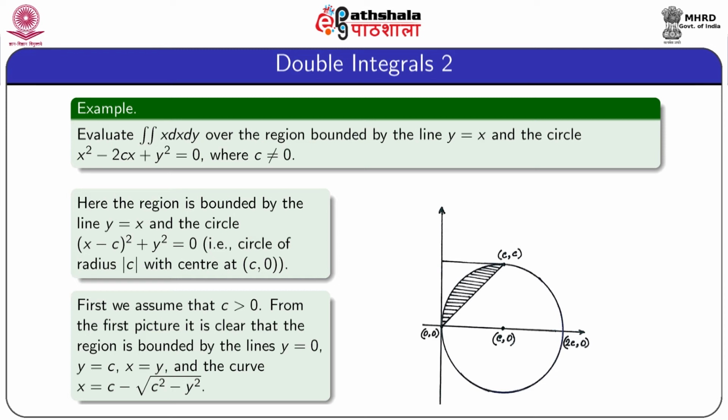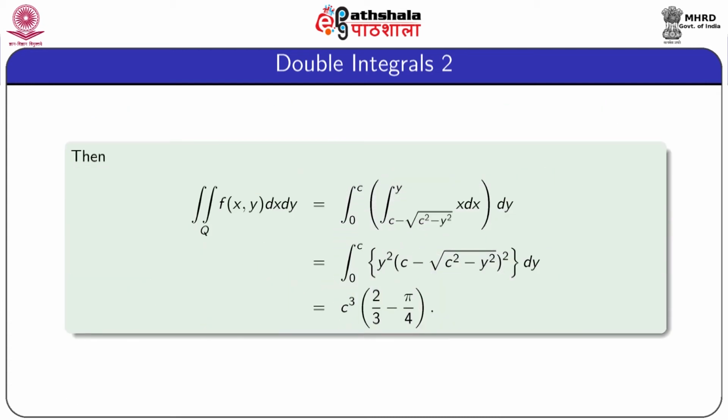First, we assume that c is greater than 0. We can find the adjacent figure. From this, it is clear that the region of integration is bounded by the lines y equal to 0, y equal to c, x equal to y, and the curve x equal to c minus the root of c squared minus y squared. Then the integral over Q of f(x,y) dx dy, we have calculated and found, is c cubed times (2/3 minus pi/4).